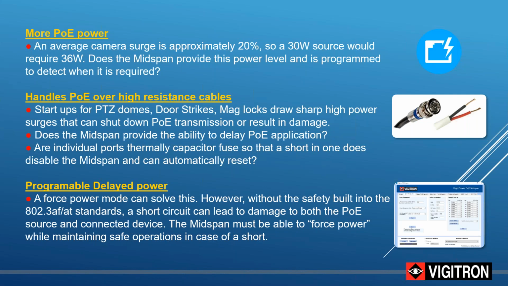We can handle high resistance cabling. So if we have a problem because of bends, twists, or anything else within the system that provides high level resistance, we can overcome that by using a programmable force power mode that maintains the safety elements that we usually find within the IEEE standard.